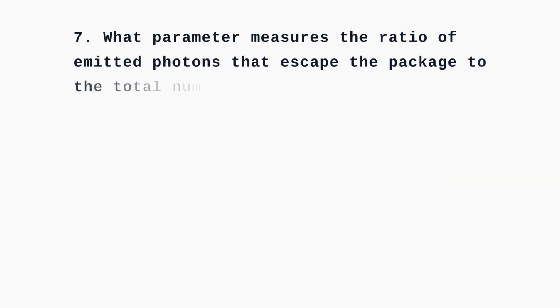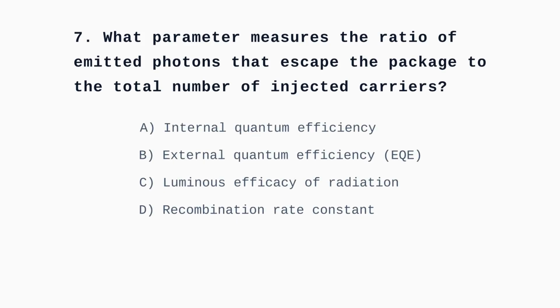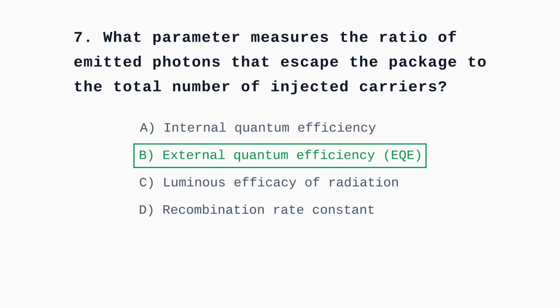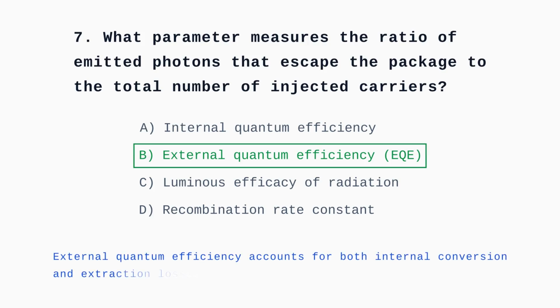Question 7. What parameter measures the ratio of emitted photons that escape the package to the total number of injected carriers? External quantum efficiency measures how many generated photons successfully escape the device relative to the number of electrons injected.